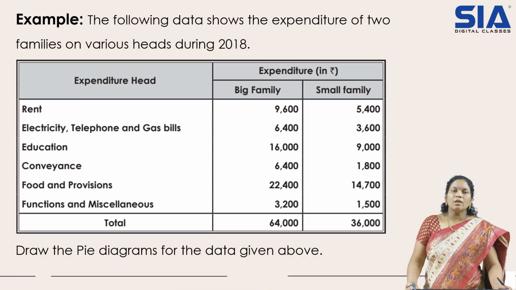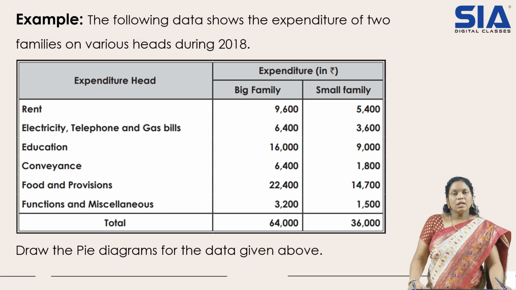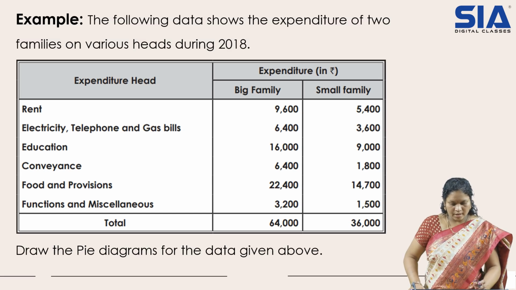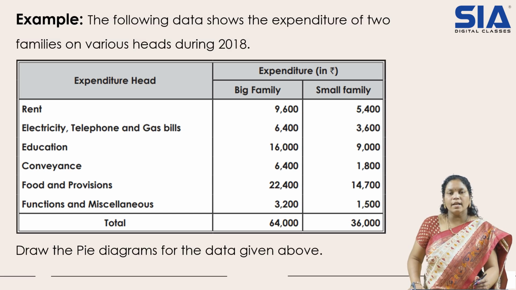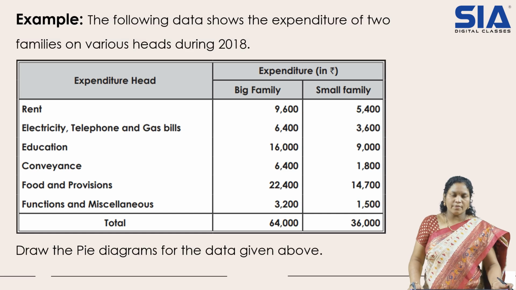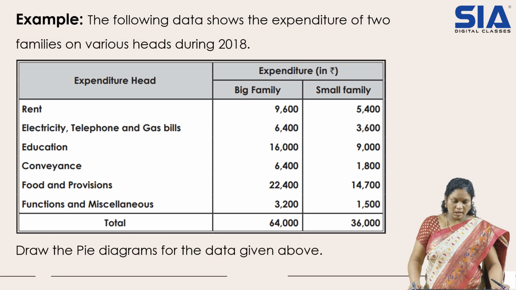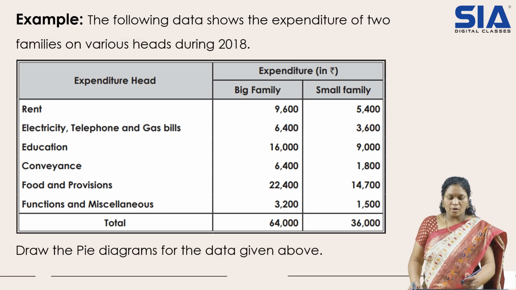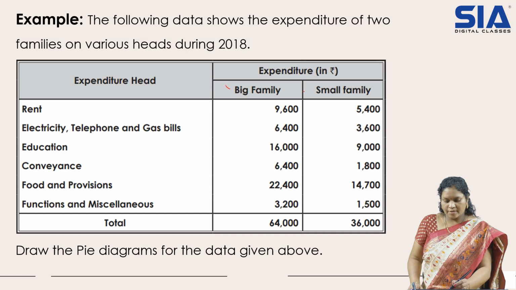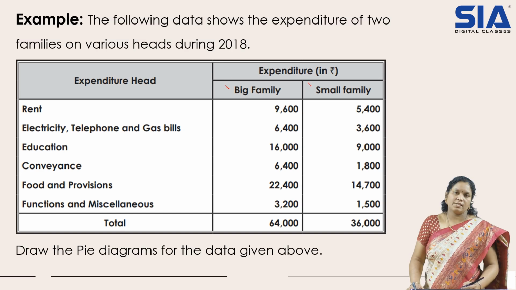Now let us check how the pie diagram works through an example. The following data shows the expenditure of two families on various heads during 2018. Two different families are considered, a big family and a small family, and their expenditure data is given. They want us to represent it through a pie diagram.